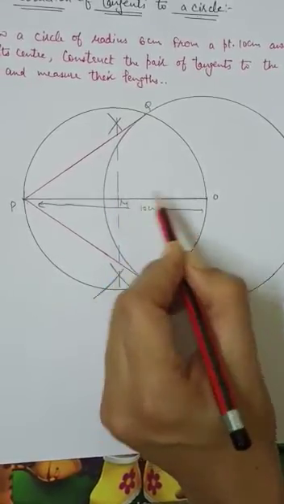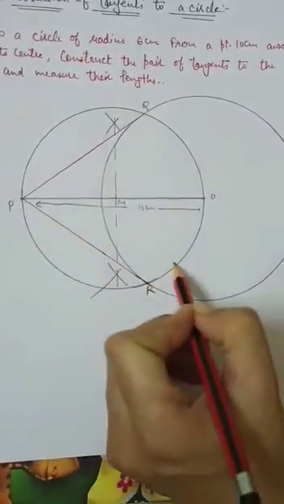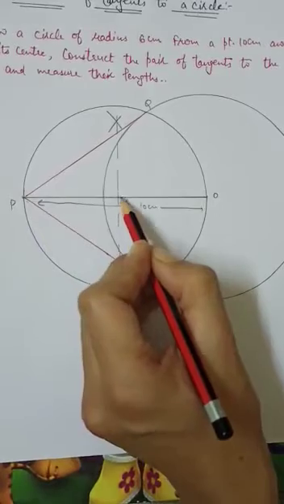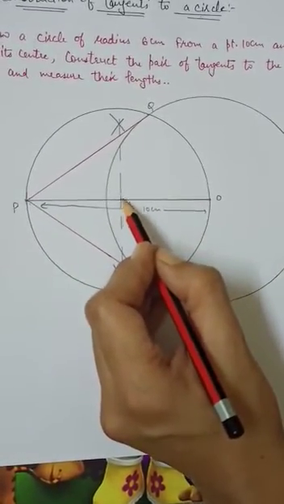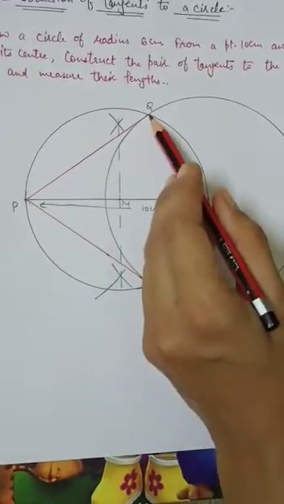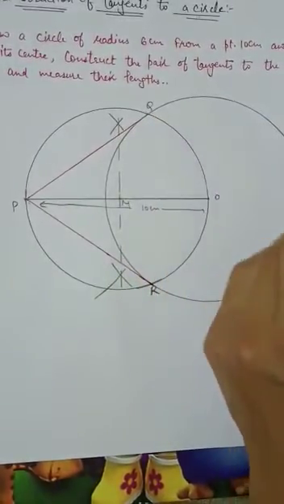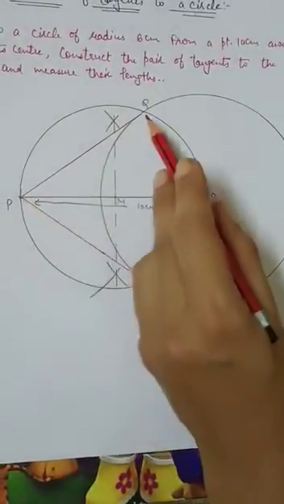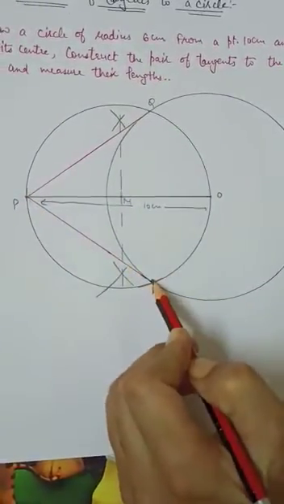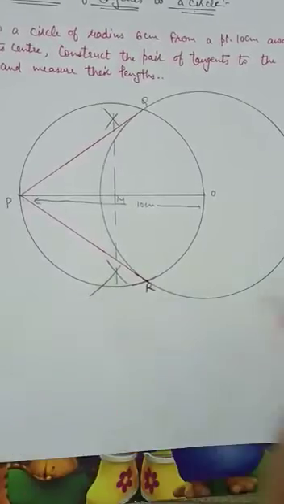With center M we draw another circle, which divides PM and MO equal to half of 10, that is 5 centimeters. It intersects the previous circle at the point Q and at the point R. So join PQ and PR. These are the required tangents.